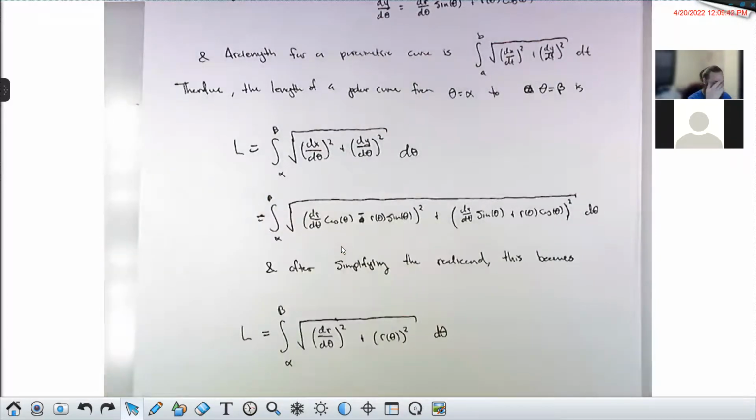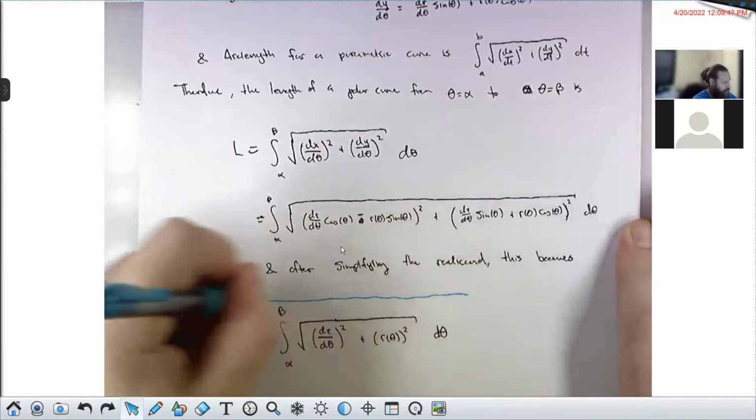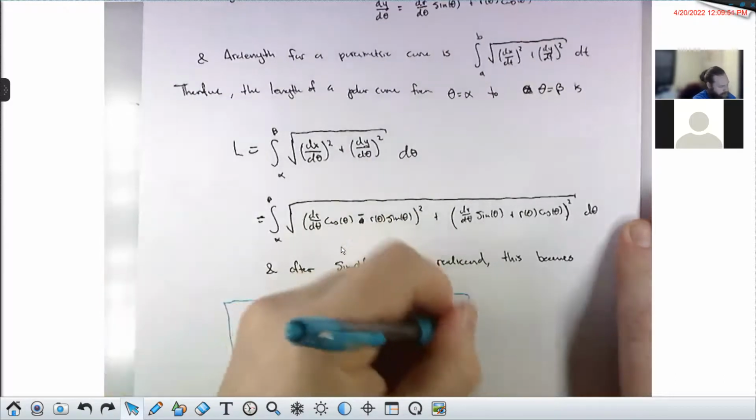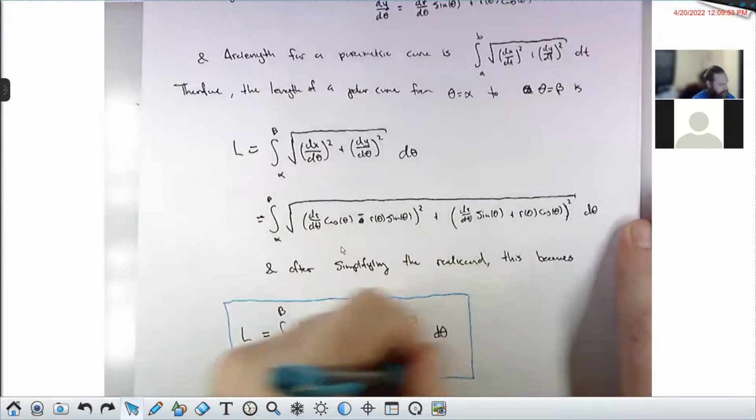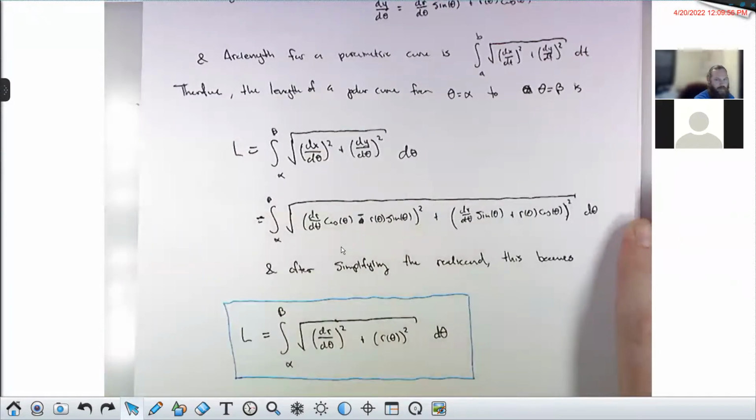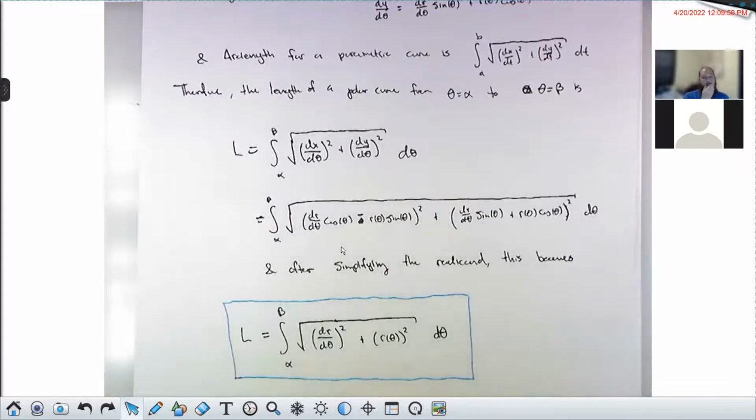So here it is, the very last formula in Calc 2: arc length of a polar curve. You can think of them as parametric curves and go through the whole rigmarole there, but it's much faster when you're working with a polar curve to stay in polar land and do the integral d theta, rather than converting it into the parametric form and multiplying all that out.